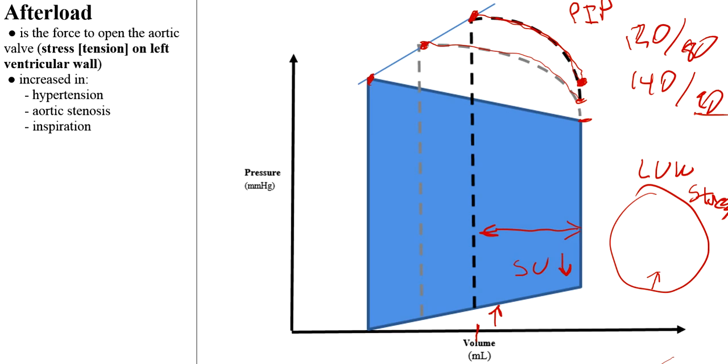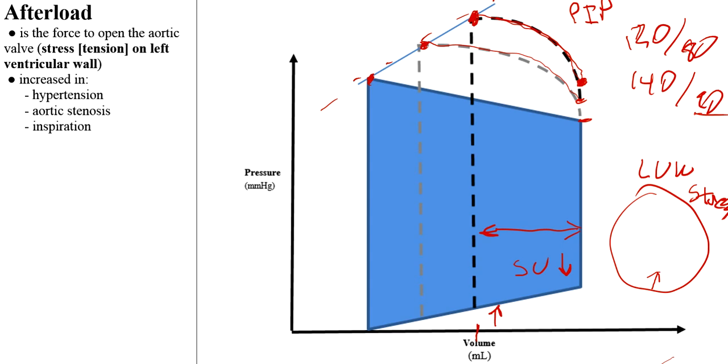How about the peak isovolumic pressure? The peak isovolumic pressure has increased. It's this point right here. But the line has not changed. That line does not change unless there's a change in contractility. So that'd be a really good example with hypertension. You know that the pressure on the other side of the aortic valve is higher, and so the left ventricle has to make more pressure to open that valve.